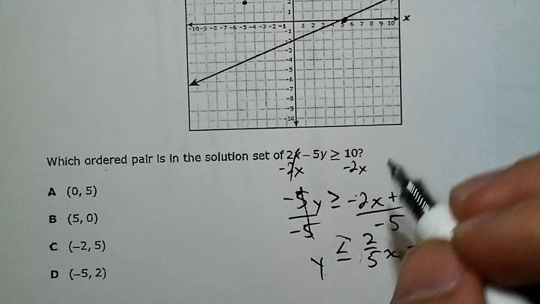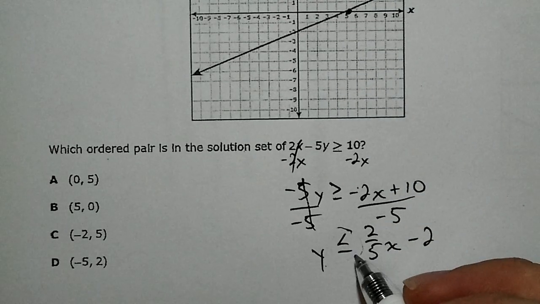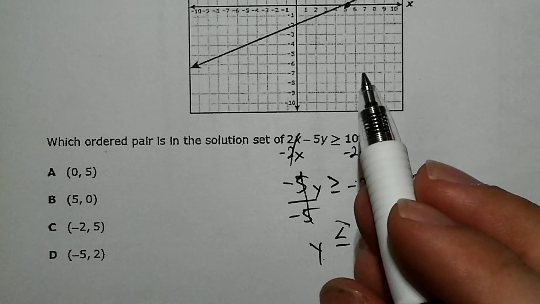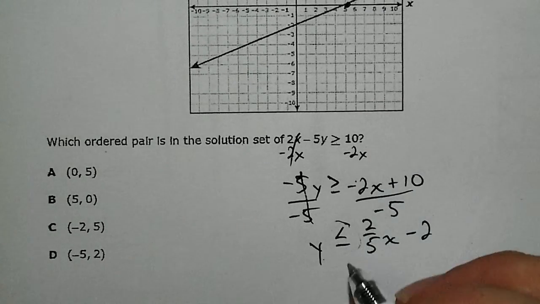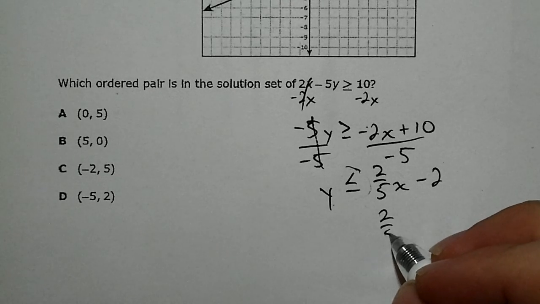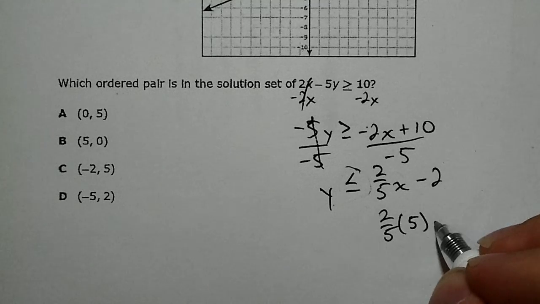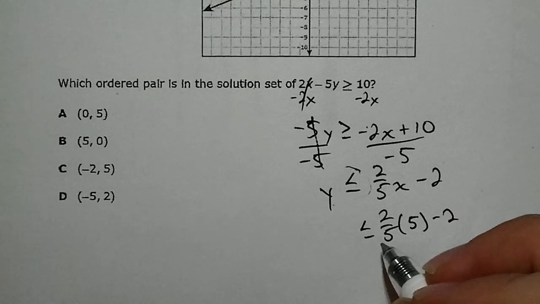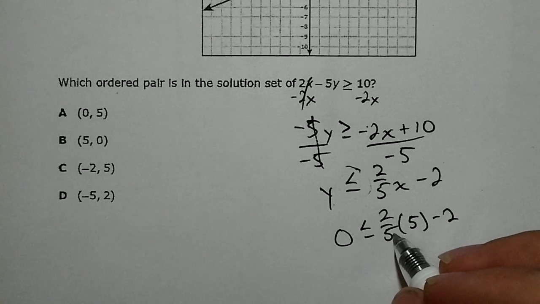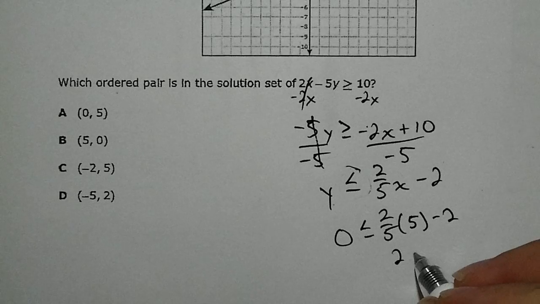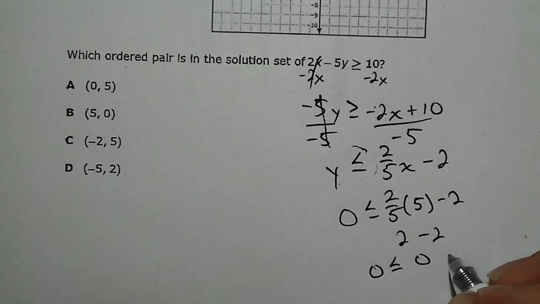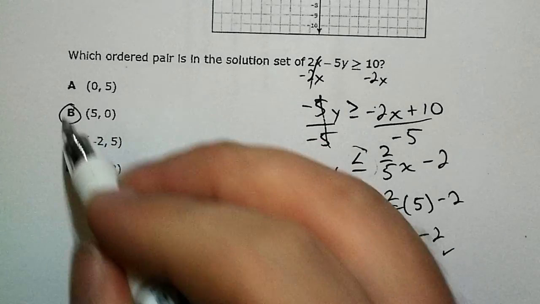Only one is slightly underneath it, and this symbol says less than or equal to. But let's go ahead and plug in that point of 5, 0 and make sure it works. So if I plug in 5 for x, so 2/5 times 5 minus 2 should be bigger than 0. 2/5 times 5 gives me 2. 2 minus 2 is 0, and 0 is less than or equal to 0. That is a true statement. So this is the one that works.